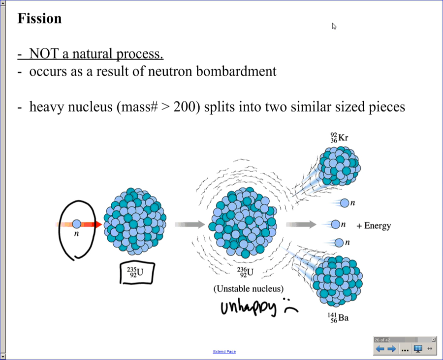And I know you're going to look here and you're going to see barium and krypton with atomic numbers 56 and 36. You're saying, oh, they're not very similar sized. They actually are in the overall scheme of things. And along with these two similar sized pieces being broken off are a couple of neutrons that are being ejected as well.